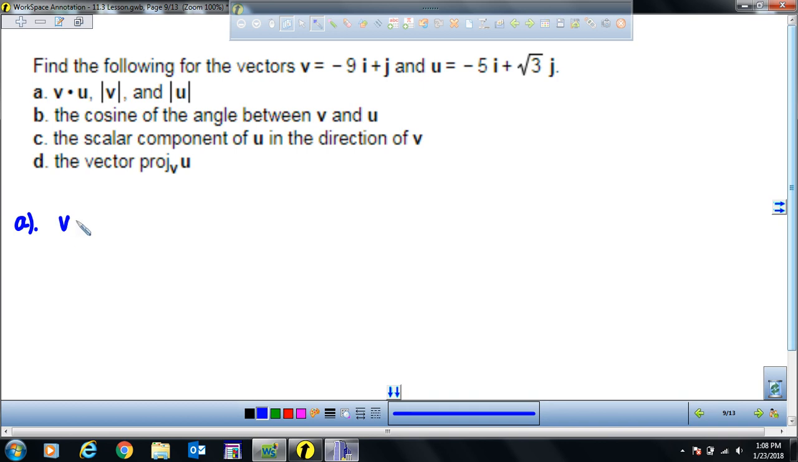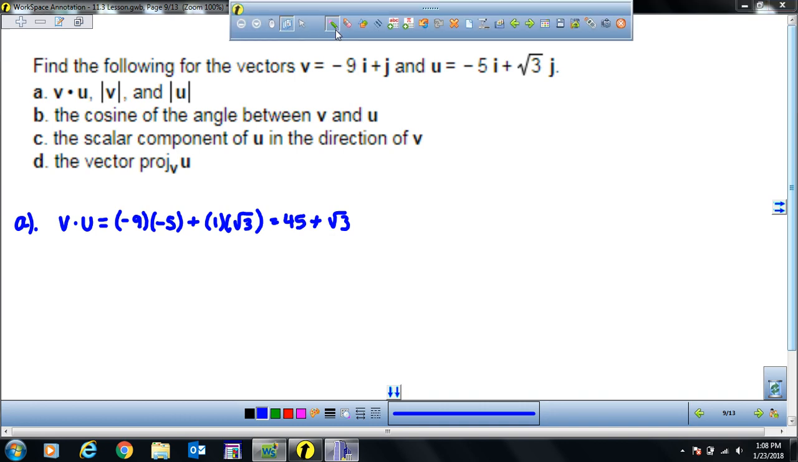For the dot product of v and u, what we do is we multiply the i components and the j components and get the sum of those products. So it would be -9 times -5 plus 1 times the square root of 3. That would give us 45 plus the square root of 3, and we cannot add those, so I'm just going to leave it in exact form. This will be the dot product of u and v.